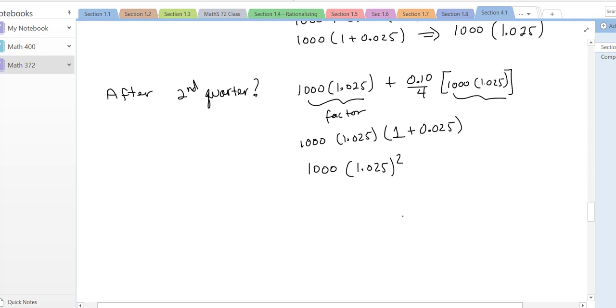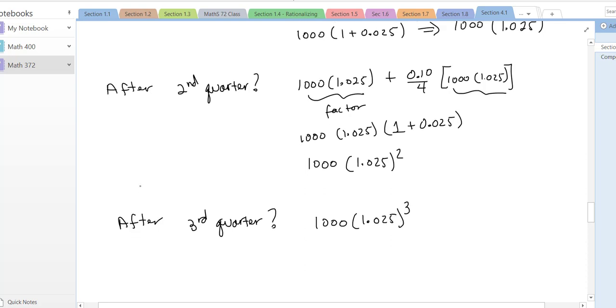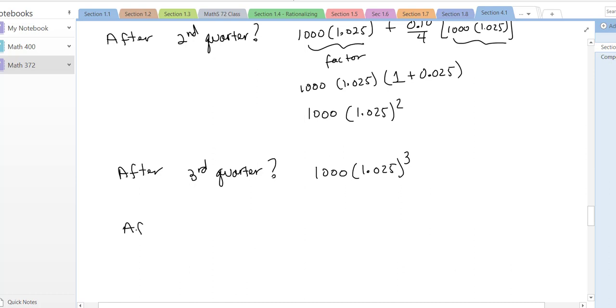And you can kind of see that the same thing is happening as before when we were doing 1 year, 2 years, 3 years, and so on. So after the third quarter, what am I going to get? Can you guess based on the pattern? It's going to be 1,000 times 1.025 cubed. And so after the fourth quarter, which will be the whole year, so after 1 year, we're going to have 1,000 times 1.025 to the fourth.